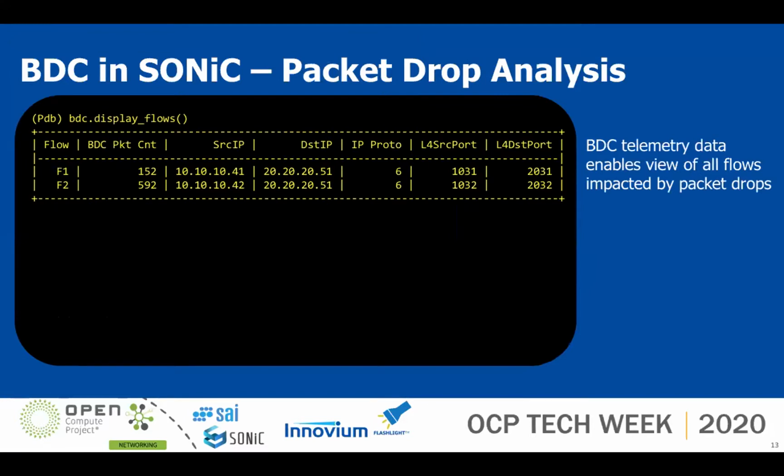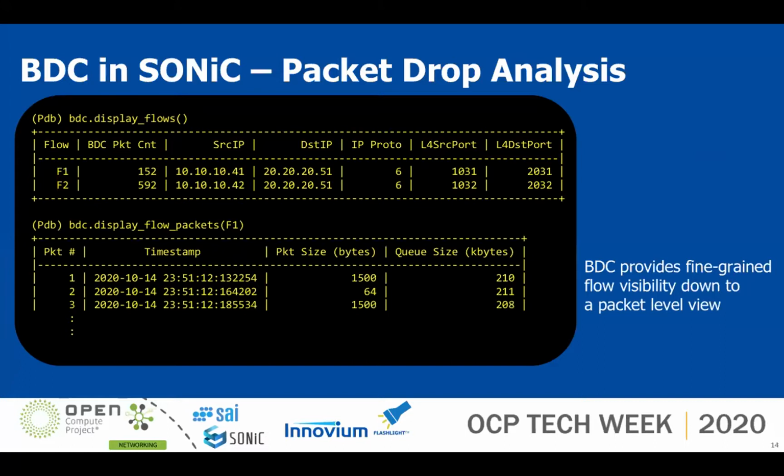So the collector really sees the details about the flows getting dropped at a particular switch in real time. Here you see 2 flows experiencing drops. Flow F1 has the 5-tuple with source IP of 10.10.10.41, destination IP of 20.20.20.51, IP proto of 6, and L4 source port of 1031, and L4 destination port of 2031. In this case, 152 packets for flow 1 have been dropped by the device. Flow F2 also saw packet drops. For this flow, 592 packets were dropped by the device. F2 has a different source IP address from F1, and the L4 source and destination ports are different. So this gives a good view of the flows getting dropped.